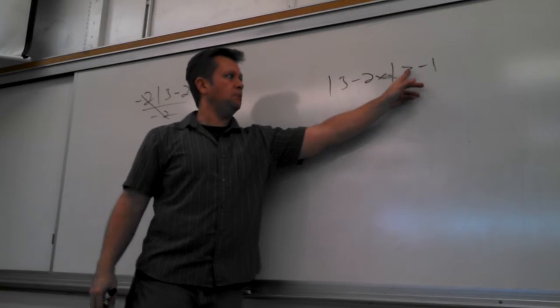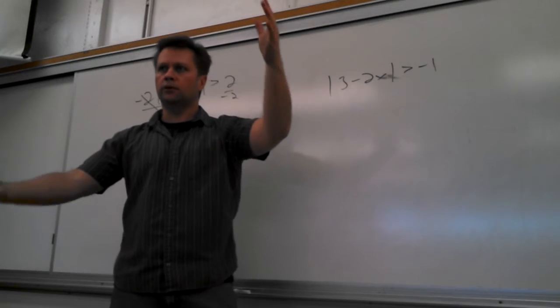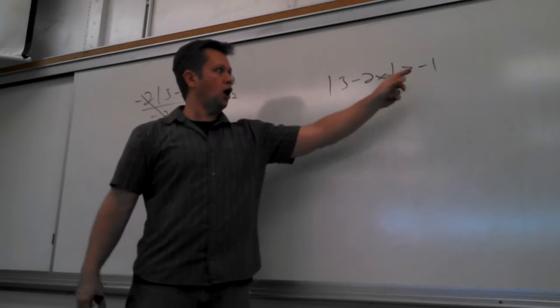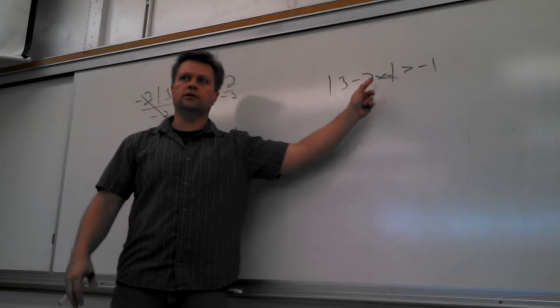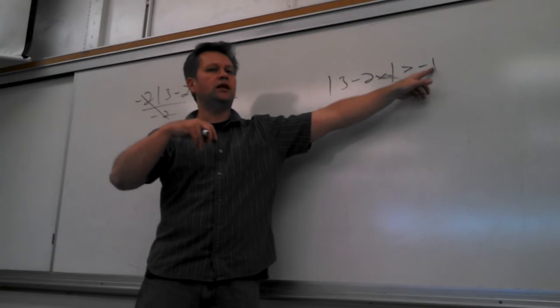When will the absolute value not be bigger than -1? Absolute value is going to come out to be what kind of number? Positive or 0. So it's always going to be bigger than -1. Always. So that's why the answer here would be all real numbers. It's a special case because it's related to a negative number.